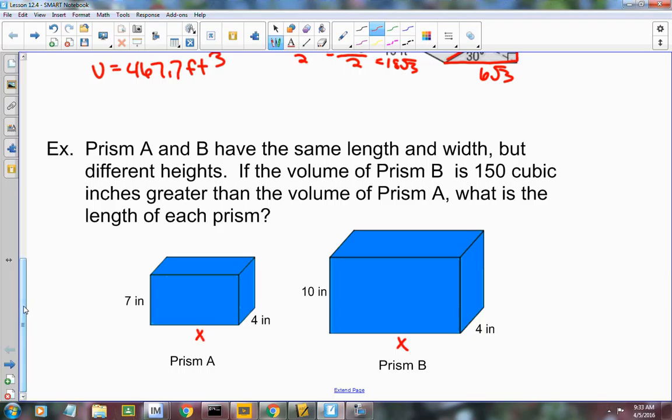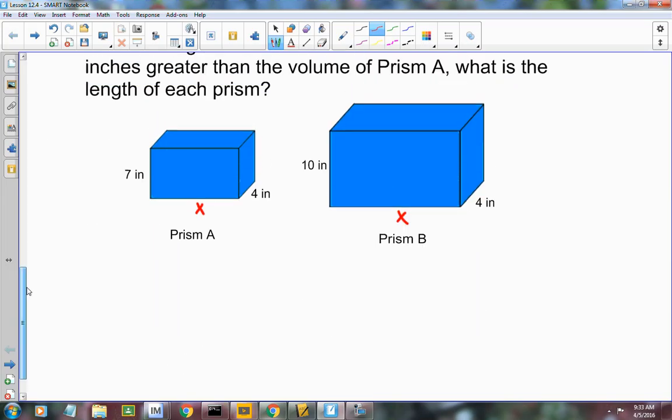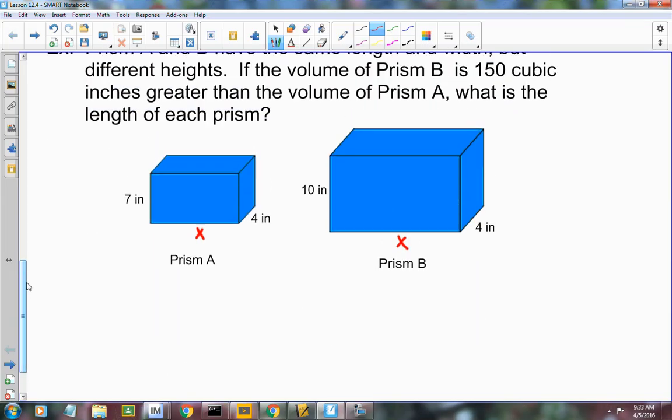Okay, and we go ahead and find the volume, length times width times height. So what's that going to be in this one? 28x, right? That's my volume. And this one's going to be length times width times height is 40x, right? But it says up here that the volume of B is 150 cubic inches greater than A. So they're not equal to each other, but what could I do to make them equal so I can set up an equation?